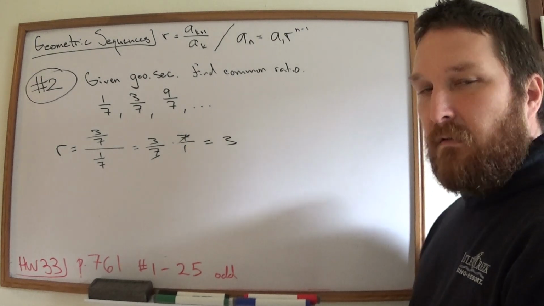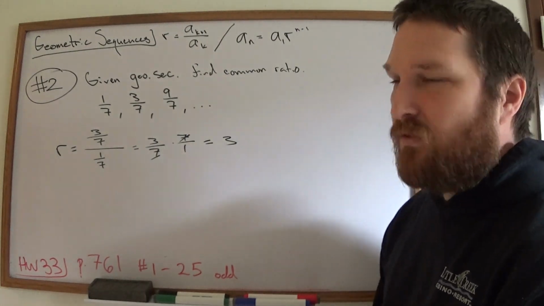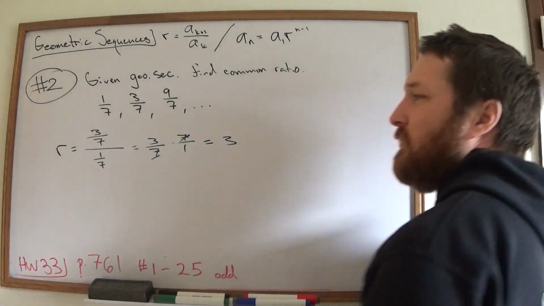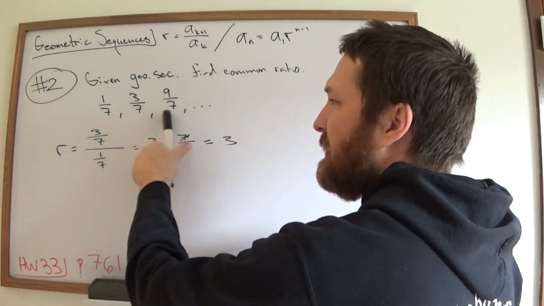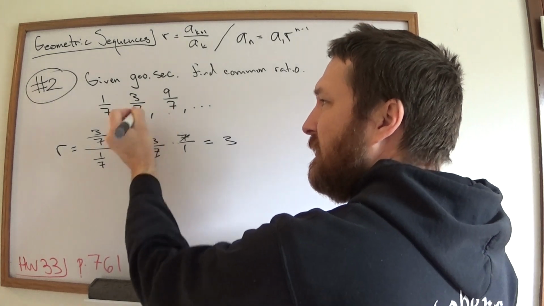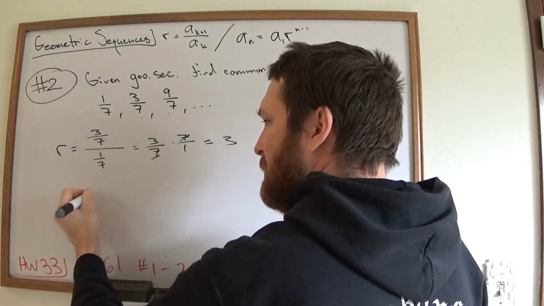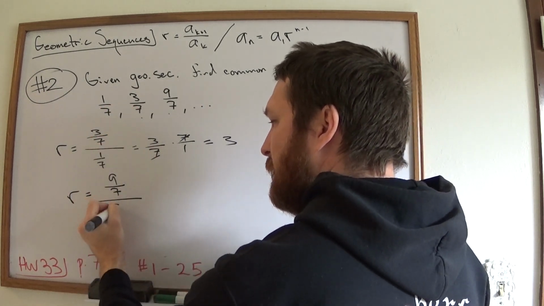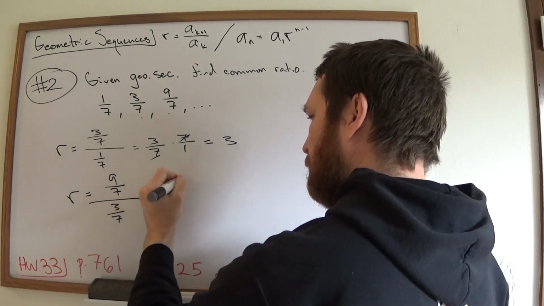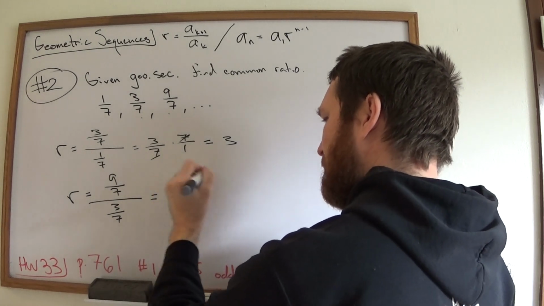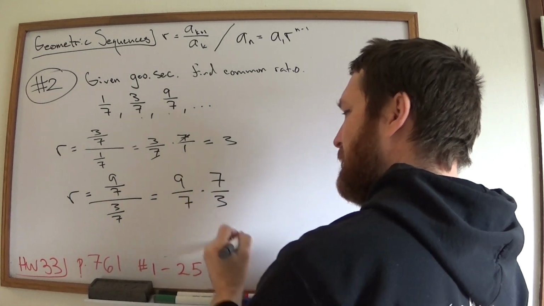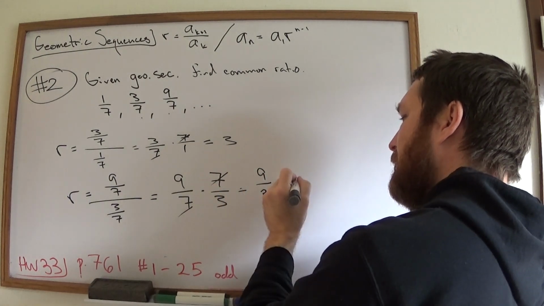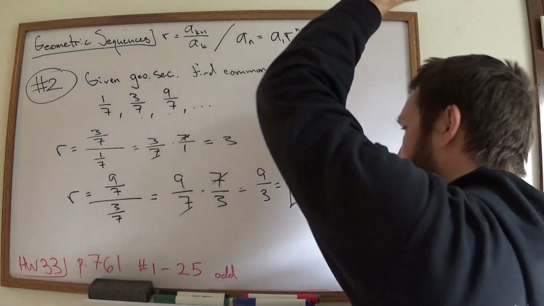Now, I'm done, technically, because it told me it was a geometric sequence, but it's nice to just check. I recommend that as you're learning this stuff, you just check. So I'm going to check and see, is it the same if I take this one and divide by that one? Do I get the same thing? 9/7 divided by the previous one, 3/7, is 9/7 times the reciprocal, 7/3. The 7s cancel, I get 9/3. And indeed, 9/3 is 3, and so yes, we're good to go.